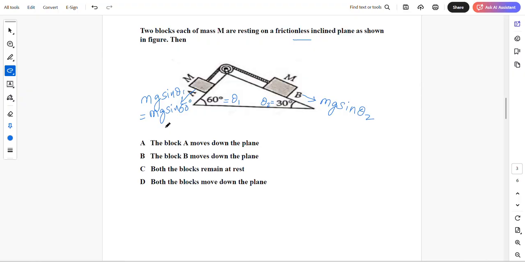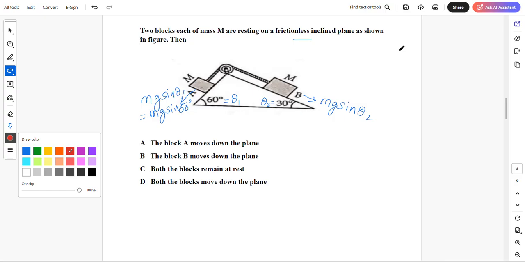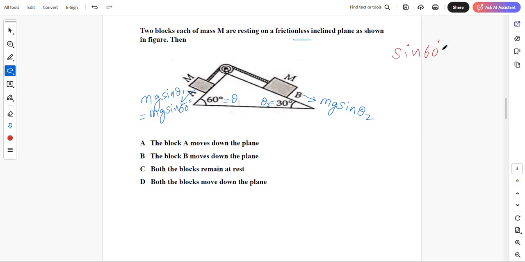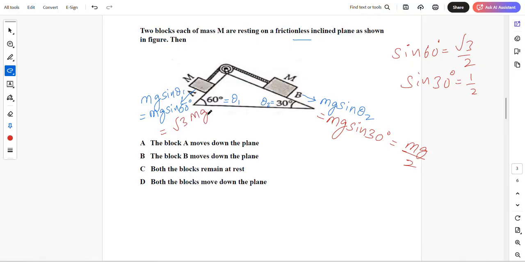How much is sine of 60 degree? We know that sine 60 degree is root 3 by 2. Now here that is equal to mg, where m is mass of the block, mg sine of 30 degree. How much is sine of 30 degree? That is equal to 1 by 2. That is equal to mg by 2, and this will be root 3 mg by 2. Which is greater? This is greater.